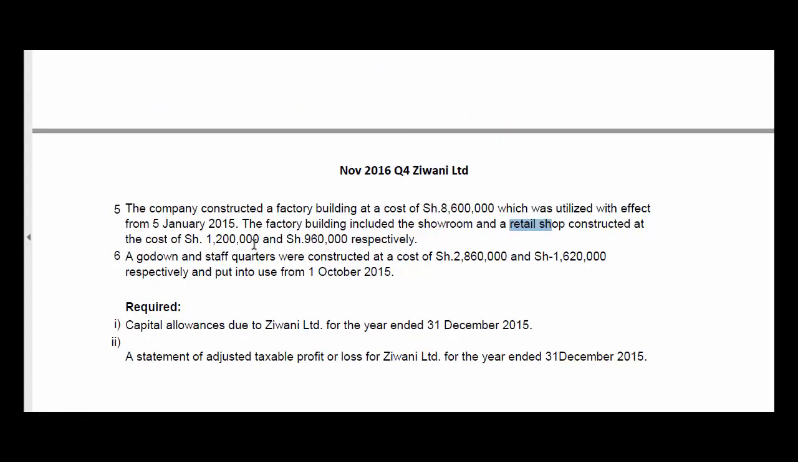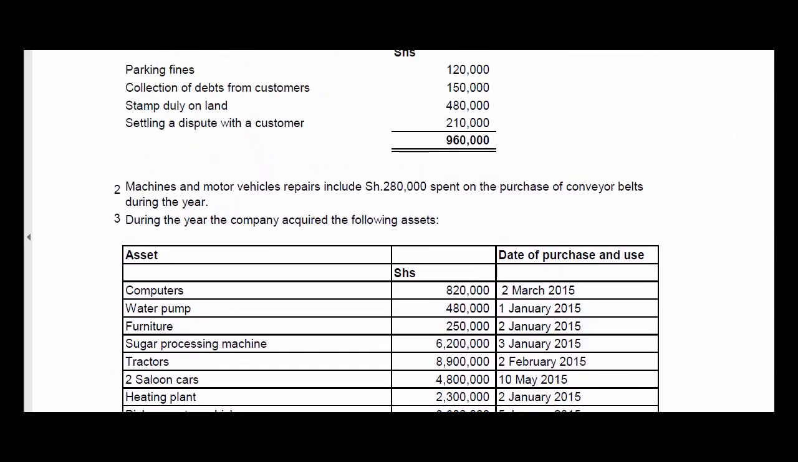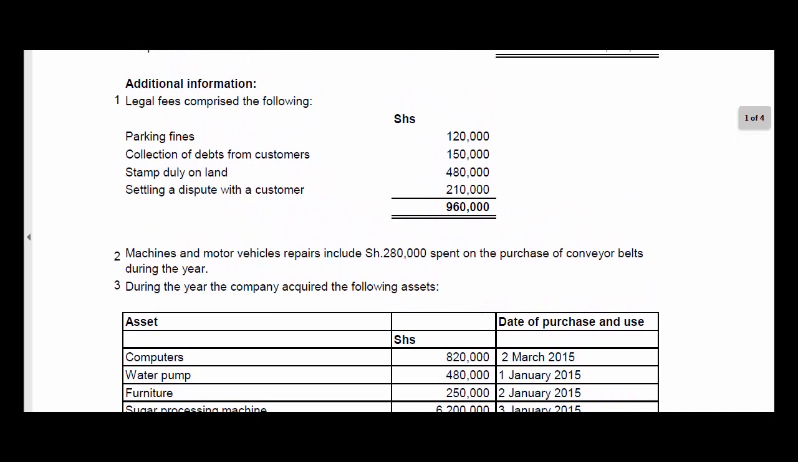Then we are told that go down and staff quarters were constructed at this amount. This again has nothing to do with the productive capacity. I believe we are now done. Let's just quickly check and ensure we are through. Hey, there seems to be something omitted here. Machines and motor vehicles include 280,000 spent on the purchase of conveyor belts. This one I had misread. I'd seen it as if it was motor vehicles, but it is actually relating to conveyor belts, 280,000. So let's have that.